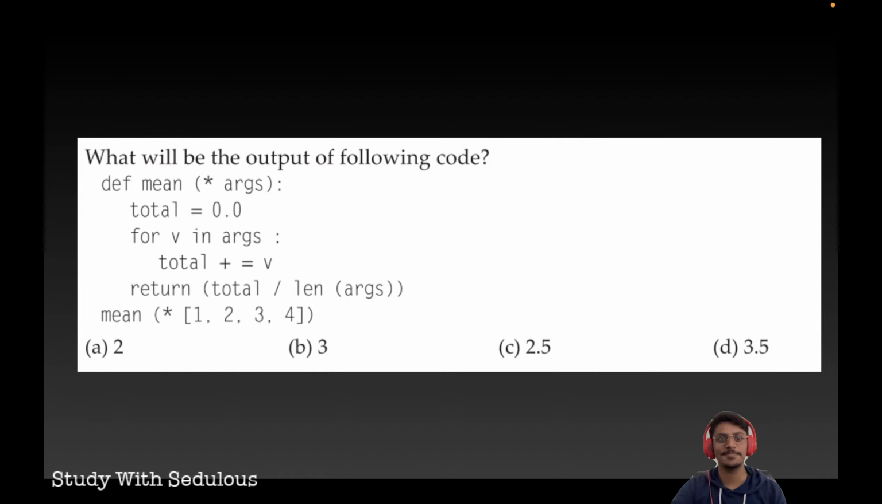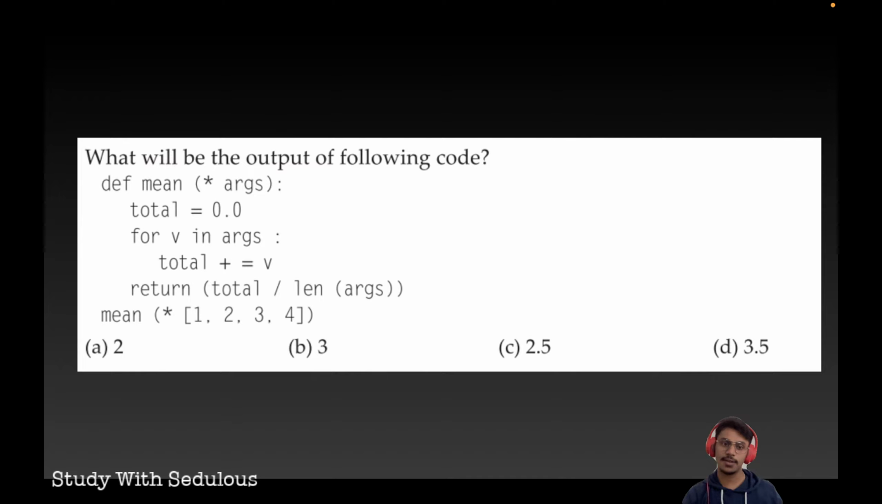Observe the following code. def mean(*args): total = 0.0. For v in args, total plus equal to v, which means total is equal to total plus v. Return total by length of args. Mean of star 1, 2, 3, 4. Star would be star itself and args is 1, 2, 3, 4. Fine.